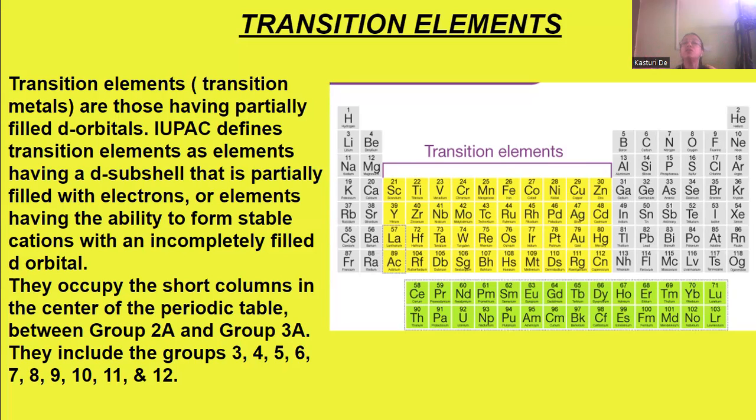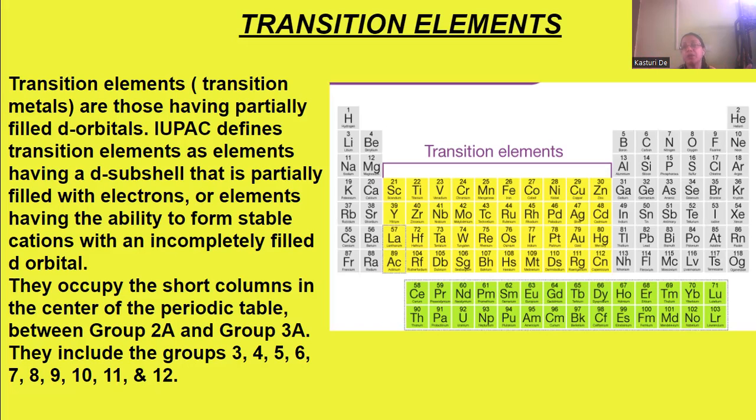Transition elements, or transition metals, are those which have partially filled d orbitals. These are d-block elements. According to the IUPAC definition, transition elements are elements having a d subshell that is partially filled with electrons, or elements which have the ability to form stable cations with an incompletely filled d orbital.